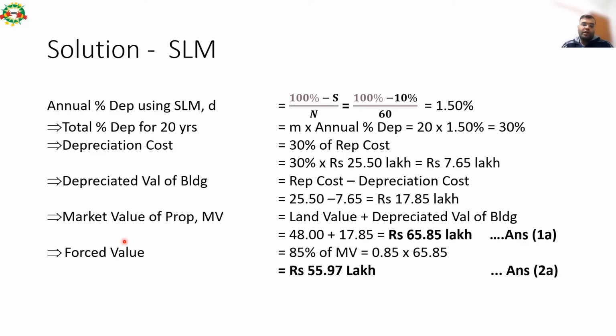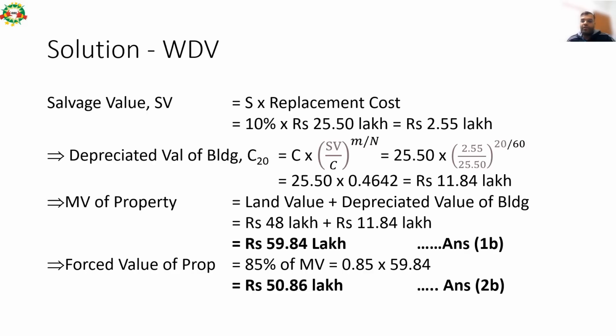So now for calculation of forced value, 85% of the market value has to be considered as per data given in the question. So that means 85% of 65.85 is equal to 55.97. So this 65.85 is the answer to question number 1 part A, and 55.97 is the answer to question number 2 part A. Let us try to calculate these two values with the help of WDV method as well.